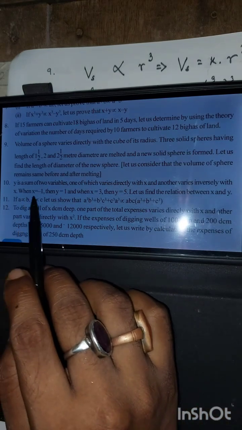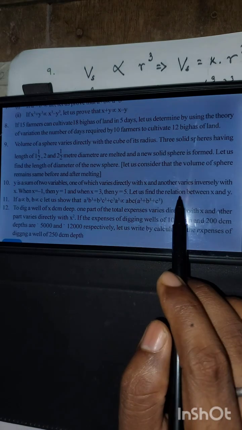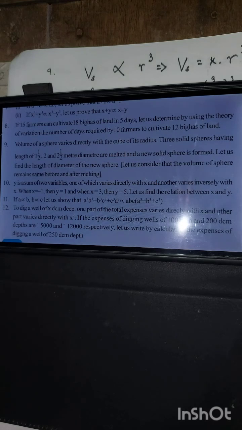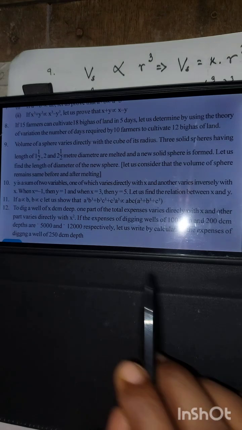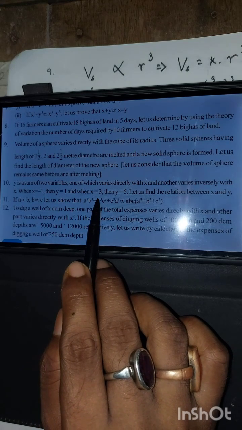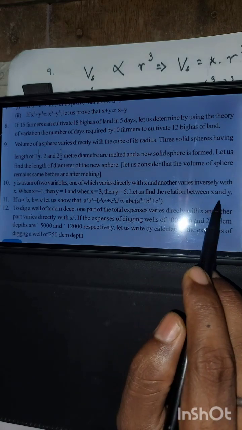Okay, y is a sum of two variables, one of which varies directly with x and another varies inversely with x. So when x equal to minus 1, y equal to 1, when x equal to 3, y equal to 5. Let us find the relation between x and y.